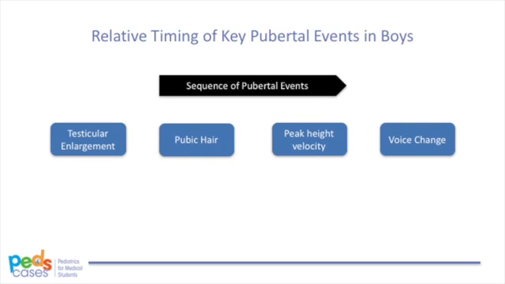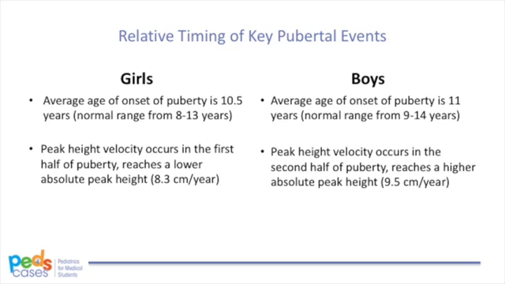When comparing girls and boys, we see that puberty starts on average at a younger age in girls. The average age for breast development, marking the onset of puberty, is 10.5 years, with a normal range of 8 to 13 years. For boys, the average age for the onset of testicular enlargement is 11 years, with a normal range of 9 to 14 years.